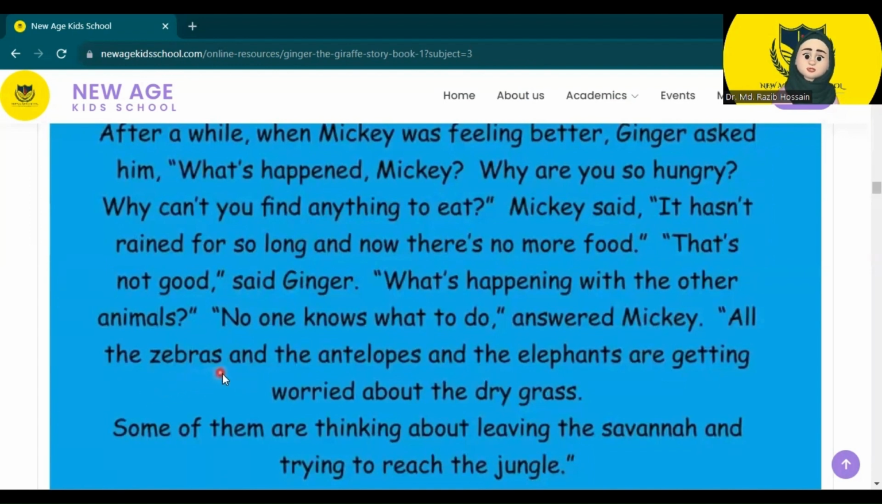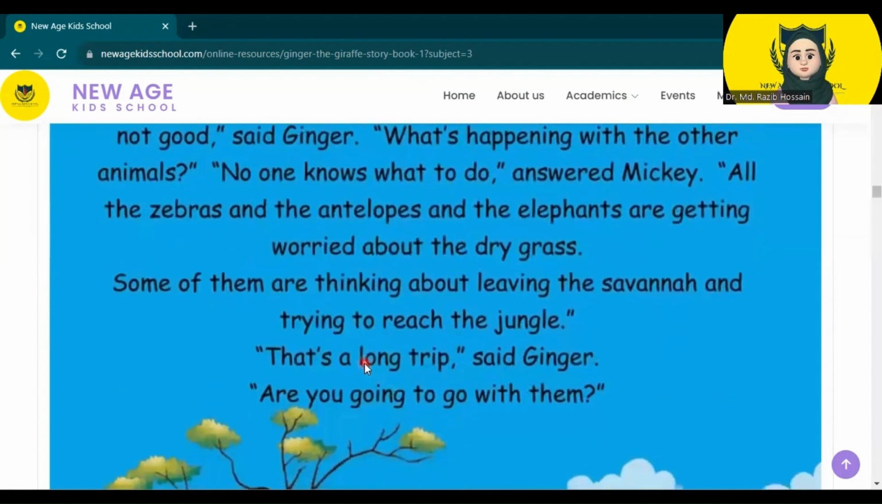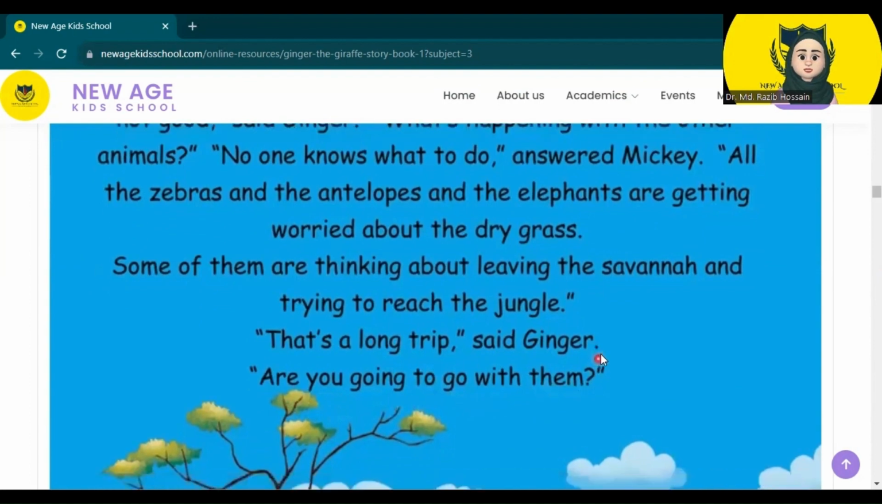All the zebras and the antelopes and the elephants are getting worried about the dry grass. Some of them are thinking about leaving the savannah and trying to reach the jungle. That's a long trip, said Ginger. Are you going to go with them?